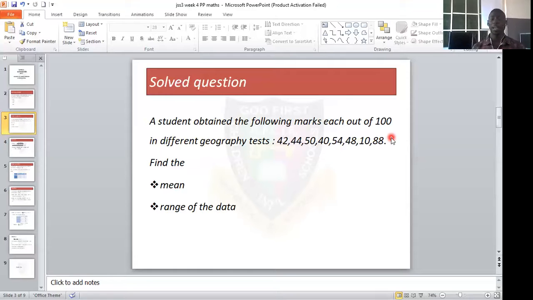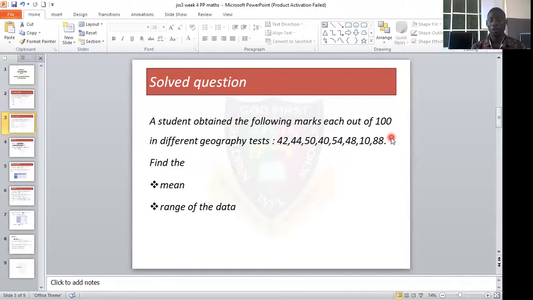If you have been given the median, we'll need to arrange it. And if we have been given the mode, we'll need to arrange it so as to get our highest frequency from the frequency table. But in this case, we are given raw data. We just have to calculate the mean and the range.